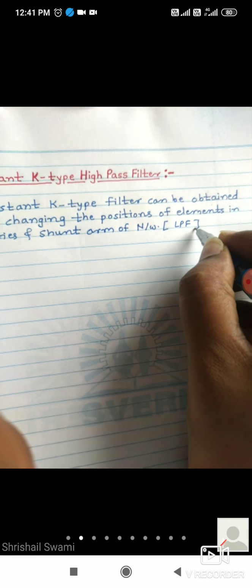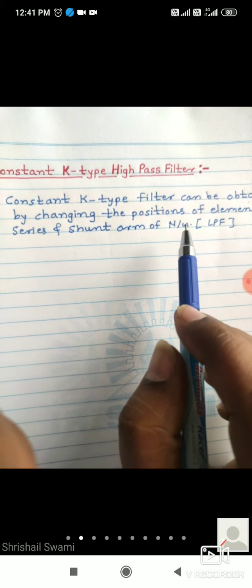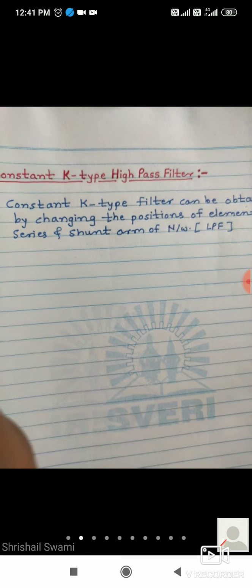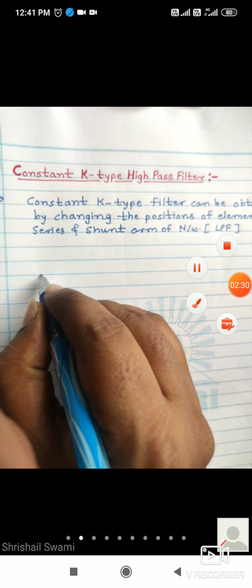म्हणजे लो पास फिल्टर जे शिकलात त्याच्यात सिरीज आणि शंट आर्मचे इलेमेंट जे काय आहेत त्यांचं पोझिशन चेंज करायचं. काल मी तुम्हाला हे क्वेश्चन विचारलेलं होतं. ओके, so we'll draw the diagram, the T section and pi section.